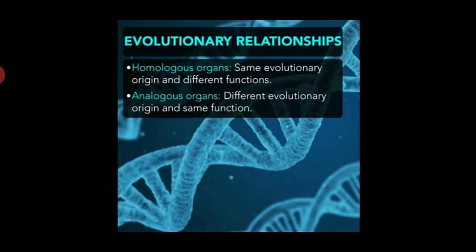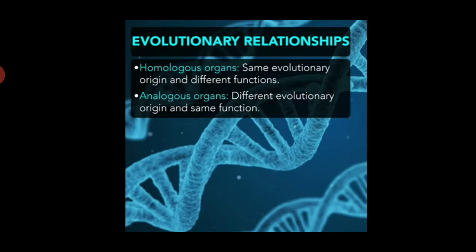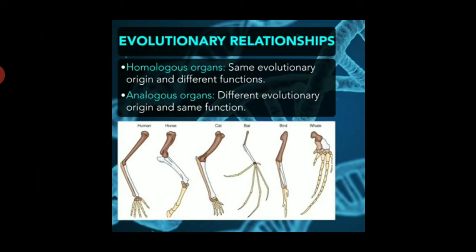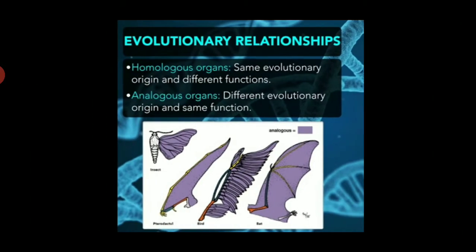Evolutionary relationships. Homologous organs: same evolutionary origin and different functions. For example, limbs of a cat and bat, bird and whale, human and horse. Analogous organs: different evolutionary origin and same function. Bat wing and bird wing.